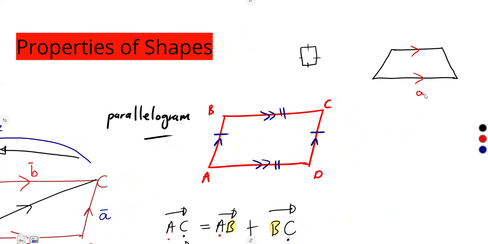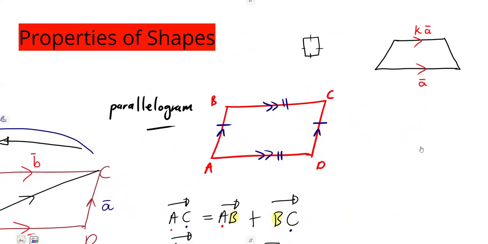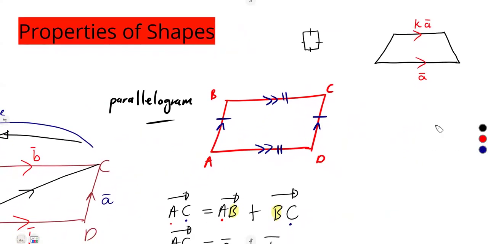If this is a vector A, then this one is going to be K times A. It is the same vector A, but just multiplied by a constant. That is the concept that you are having in this case. They are not equal, they are just parallel in this case. Not equal, but what? Parallel. So that is the concept of what? Parallel vectors. All right.